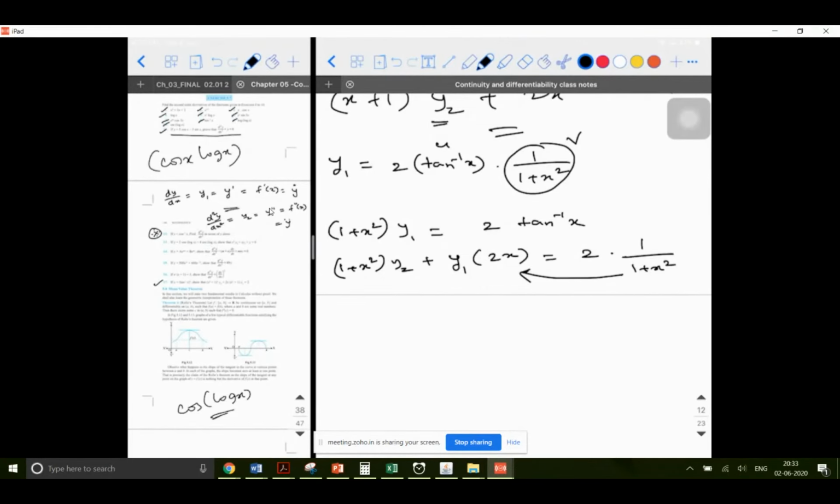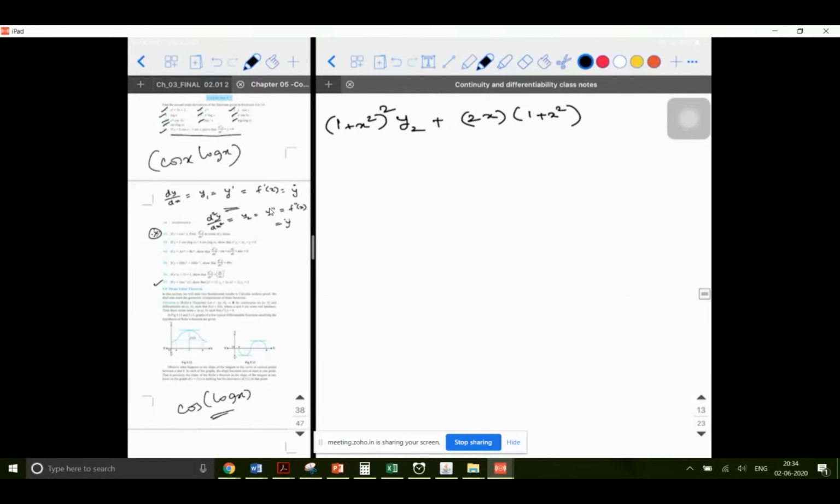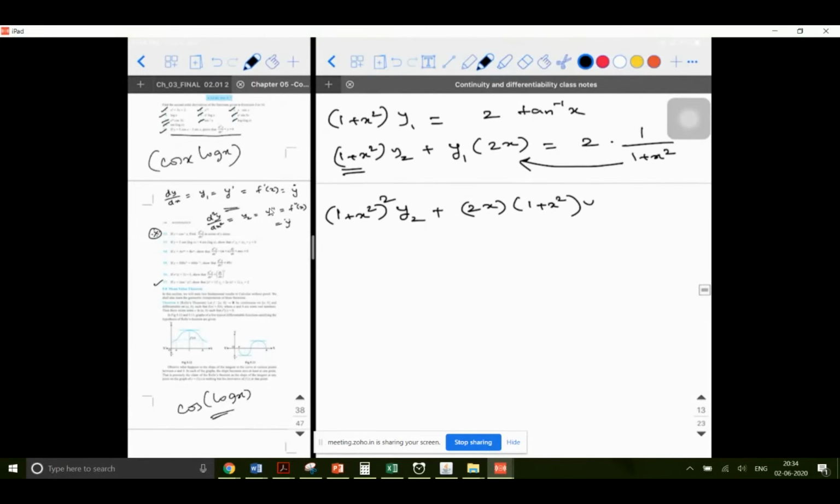Proceed. So I will take this 1 plus x square to the other side. So 1 plus x square into 1 plus x square. So 1 plus x square the whole square into y2 plus 2x into x square plus 1 plus x square into y1 is equal to 2. Is that what they are asking us to prove? Yes, we have done that. So that's the answer. Good. So this is the required answer. I hope it is clear.